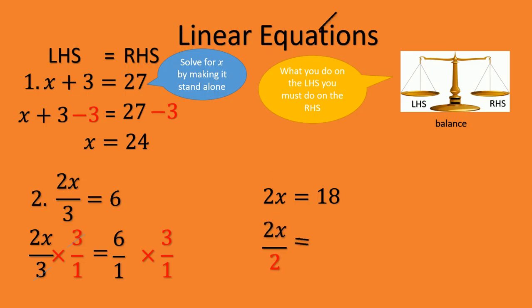We are left with 2x equals 18. There's still a 2 we have to get rid of, and for us to get rid of 2, we divide by 2 on the left hand side. So what we do on the left hand side, we must do on the right hand side. Divide by 2 on the left hand side will give me x, and divide by 2 on the right hand side will give me 9. 18 divided by 2, and that solves for x.